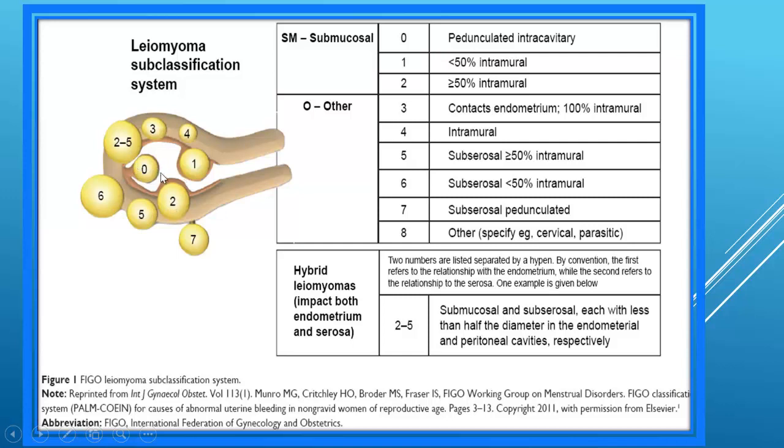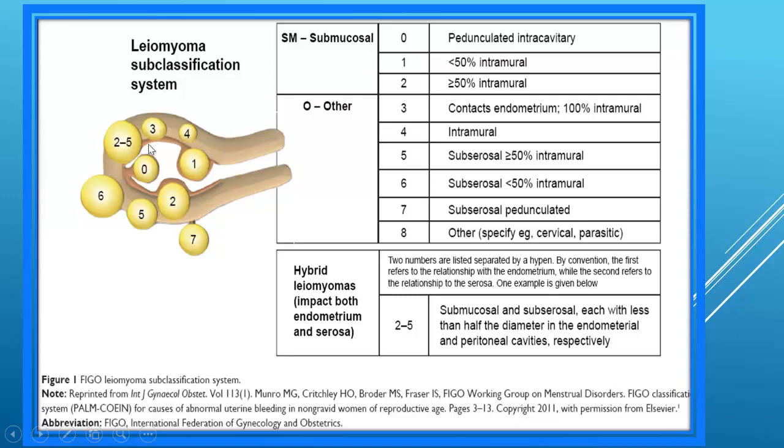Here this is the intracavitary fibroid, and then the submucous fibroid, and number 2, here more than 50% submucous, and less than 50% submucous, and here we can term it intramural. Then we have FIGO 3, just contact the endometrium, يعني 100% intramural, 4 intramural, 5 intramural reaching subserous, 6 subserous, 7 pedunculated subserosal fibroid. We have كمان other entities not seen here, other cervical and parasitic fibroid.